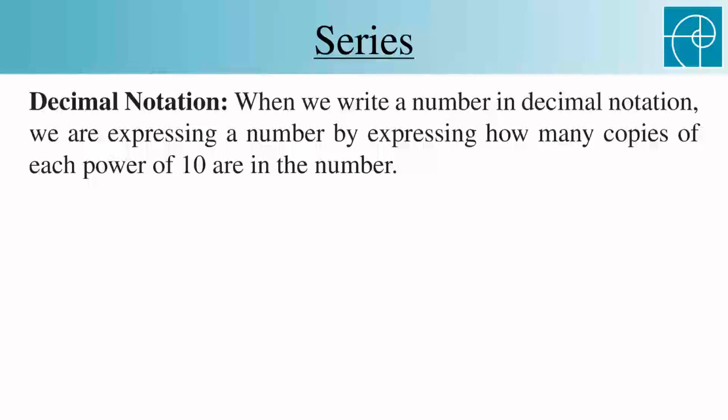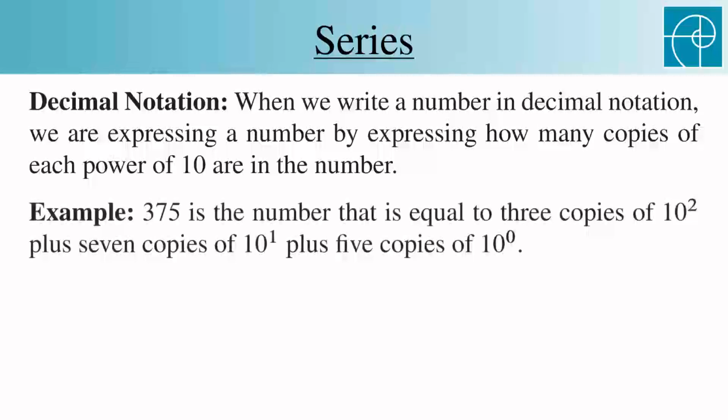When we write a number in decimal notation, we're expressing a number by expressing how many copies of each power of 10 are in the number. For example, 375 is the number that's equal to 3 copies of 10 squared plus 7 copies of 10 to the first plus 5 copies of 10 to the 0.